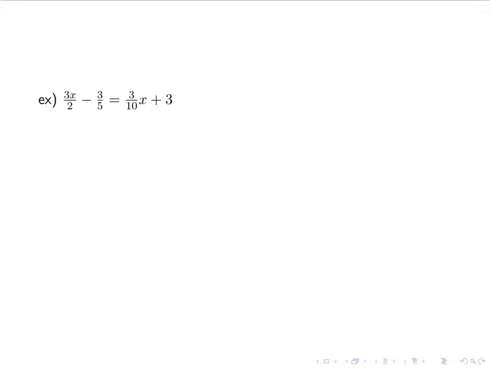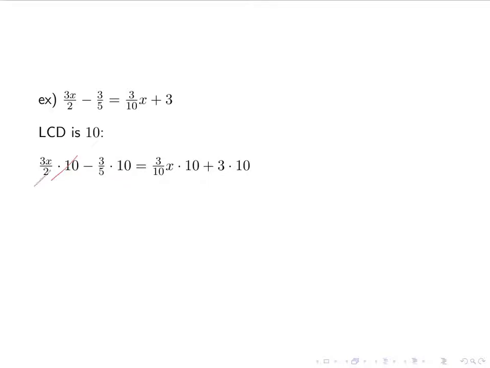So let's try another one. 3x over 2 minus 3/5 equals 3 over 10x plus 3. LCD of 2, 5, and 10 is 10. And again, every term, there are 4 of them, will get multiplied by 10.